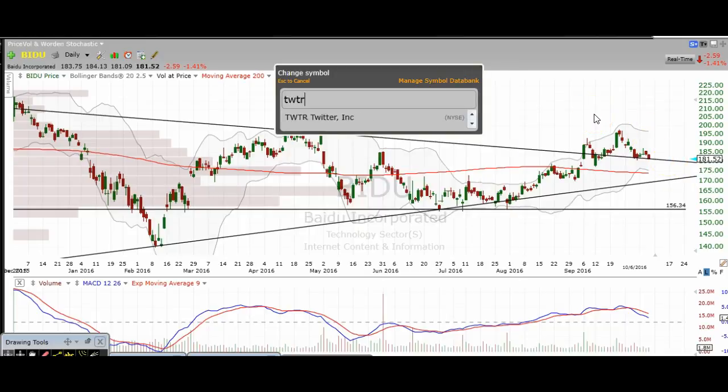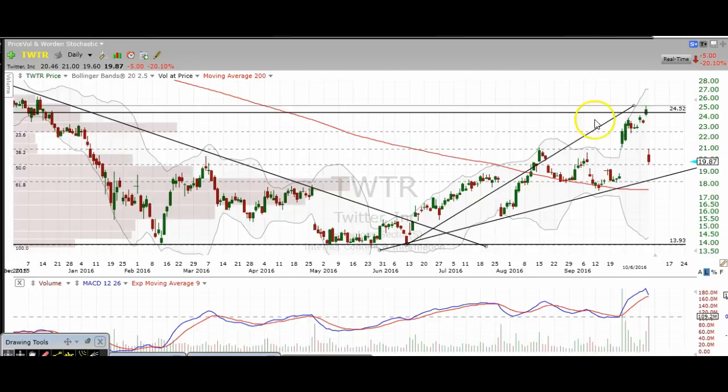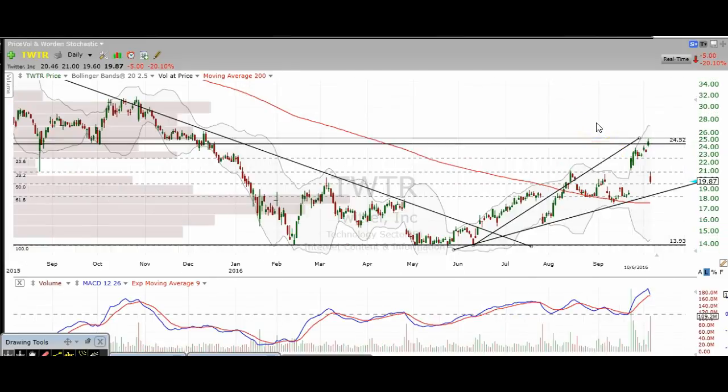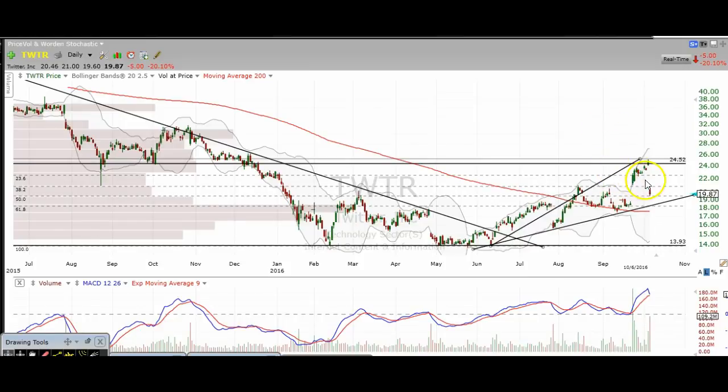Next, I want to take a look at Twitter. And Twitter, just want to point something out. We came up to, this was our initial target right here at 2450, and look at exactly where we got rejected and we fell back down. It's exactly where it happened. I did not move this line. I've had this drawn. If you've been following along on these videos I've done on Twitter, you'd see that I've had this line drawn. So I'm not trying to hindsight trade or brag or anything like that.